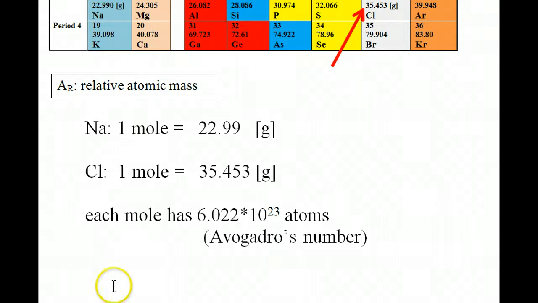Sodium 1 mole, 22.99 gram. Chlorine 1 mole is equal to 35.453 gram, and each mole has 6.022 multiplied by 10 to the power of 23 atoms, which is Avogadro's number, and you have a perfect match. Every sodium atom has a good chance to find 1 chlorine atom. I hope this is not too hard for you, and we have to talk about this in more detail.